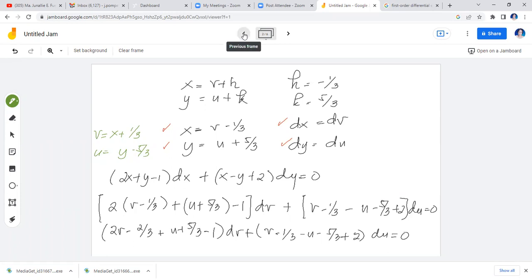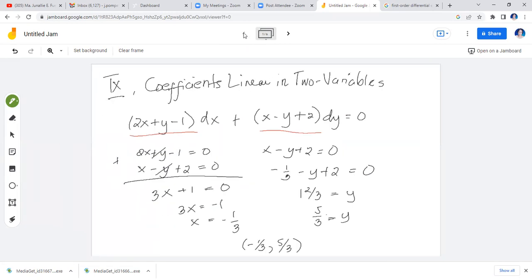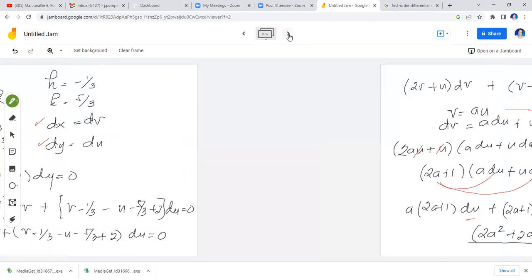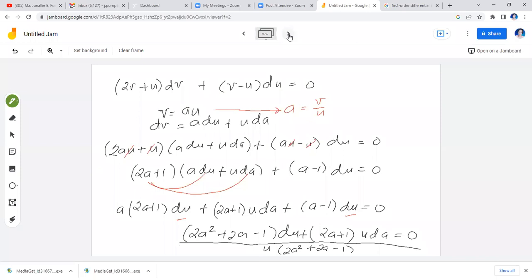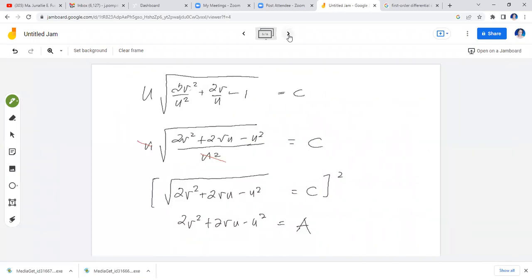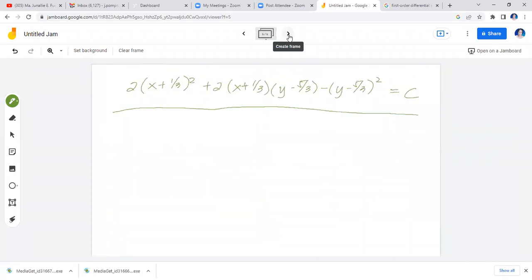Okay. What about the others? Do you have any questions? If you wish to take a screenshot of the solution, although this is recorded, you may do so. So this is the first page. This is the second page. This is the third page. Fourth page. Fifth page. And the sixth page.